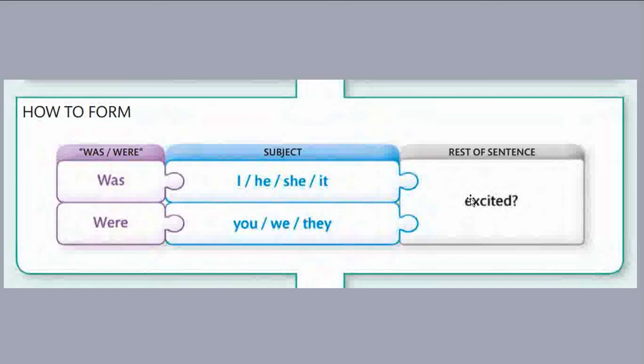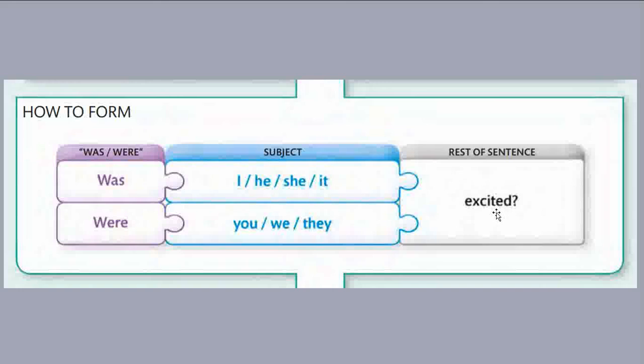Was it excited? Now, the pronouns that take were, or the pronouns that agree with the word were, are you, that is the second person pronoun, we, that is the first person pronoun but plural, and they, third person plural. Were you excited? Were we excited?